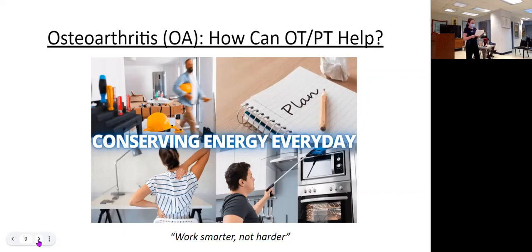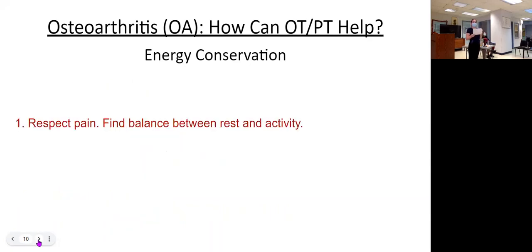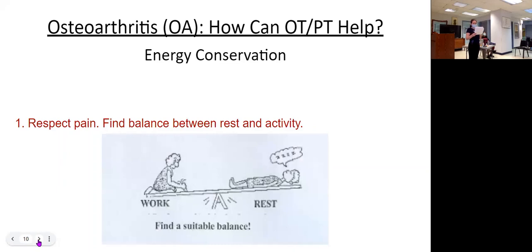And if you're overusing joints in any unhealthy way, you'll end up with no energy left over. So we need to figure out ways to avoid energy depletion and leave you with more energy left over for the things you love. So in order to do that, we follow 3 basic rules. The first one is respecting pain and understanding your pain threshold and balancing work and rest and activity. Click again, 2 more times. Just a cute little picture of that.